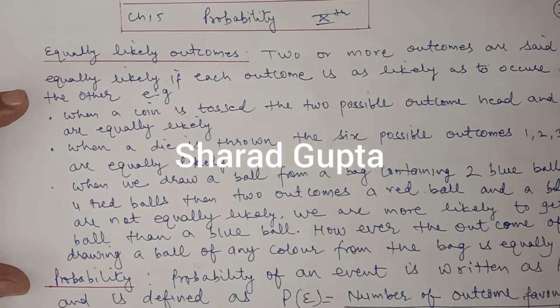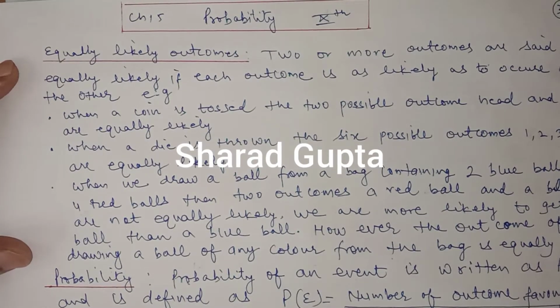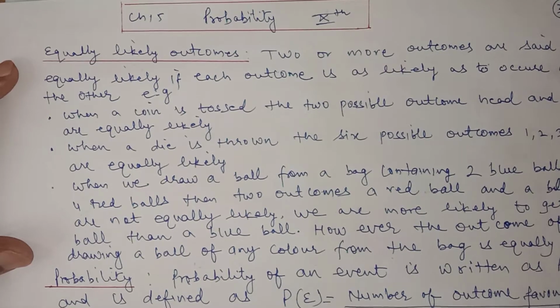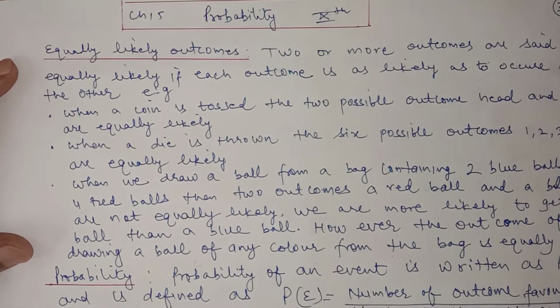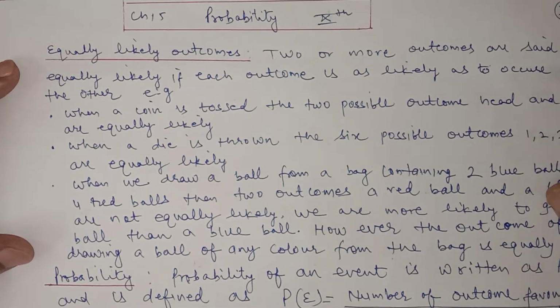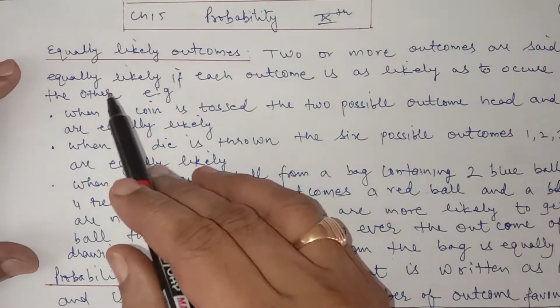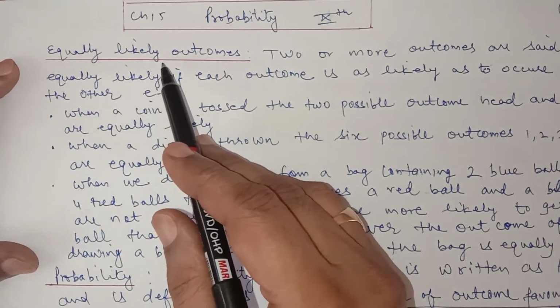Hello, this is lecture number one for the chapter Probability for class 10th, and we are starting it today. First of all, we will discuss the basics of probability, then we'll start with the exercise of your NCERT book. Now, the first topic is equally likely outcomes.